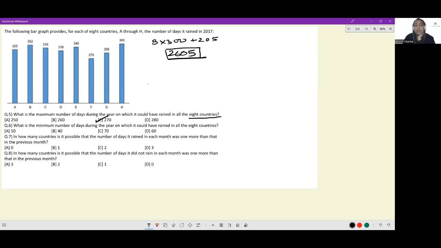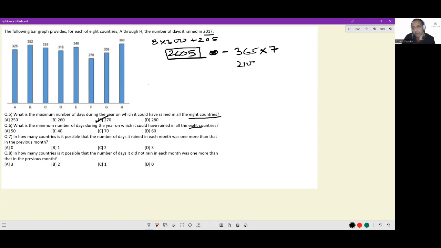Now, this is the sum of the number of days on which it rained in all the nations. Because I want a minimum number of days during the year on which it could have rained in all 8 countries, my best case scenario will be on a particular day, I am okay with it raining in 7 countries, but I don't want it to rain in 8 countries. So for all the days in the year, 365 days, because this is 2017, let it rain in 7 nations. 365 into 7 gives me how much?